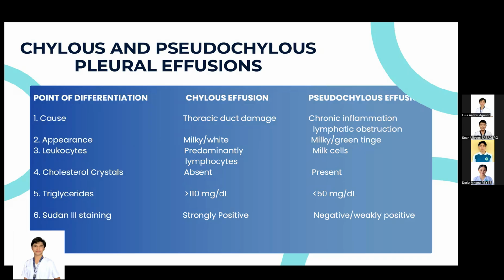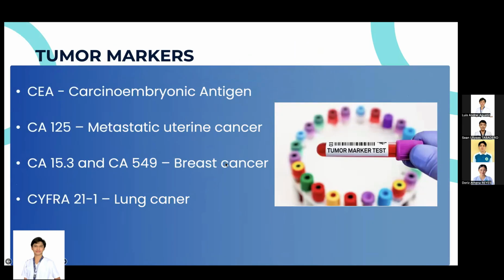In summary, chylous effusions are high in triglycerides from recent leakage, while pseudochylous effusions are high in cholesterol from chronic breakdown. Next, we have our tumor markers. Tumor markers can be measured in pleural fluid to aid in cancer diagnosis.